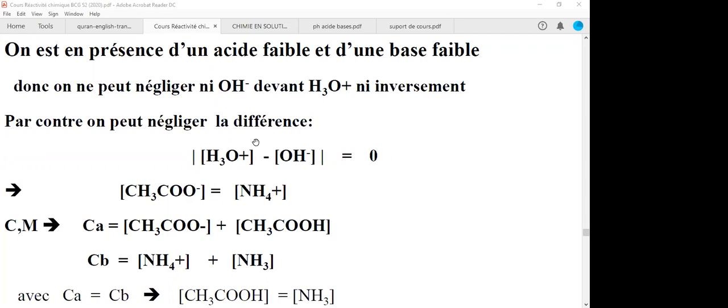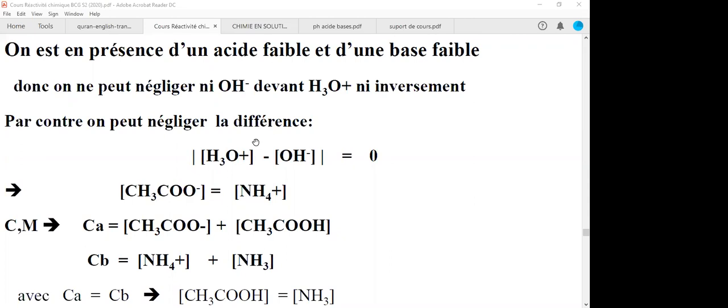So we cannot neglect hydroxide in the presence of H3O plus, and we cannot neglect H3O plus in the presence of hydroxide. But we can neglect their difference, meaning their concentration is the same. So we cannot say that this one has to be neglected before this one, or this one before this one. But if you find their difference, you are going to find that it is equal to 0.